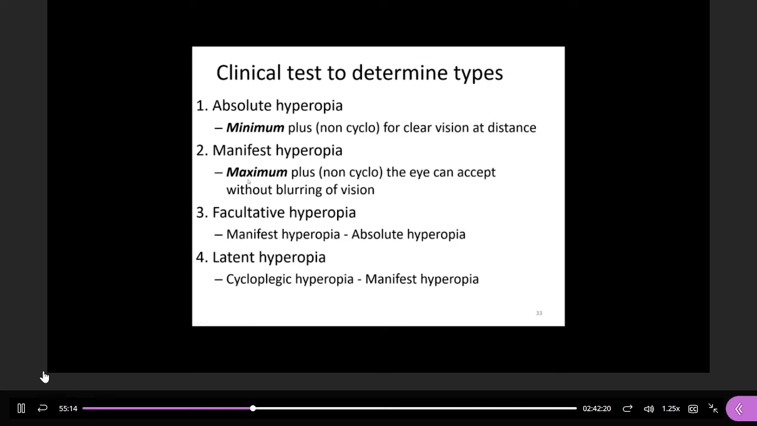Actually, you can keep adding on. For example, on top of the 0.25, you can keep putting in lenses and the patient can still see a clear image. Why? Because the patient has some ability to adjust, so they can still accept this hyperopia. The facultative hyperopia is manifest minus absolute. If you subtract, this part is what the patient hides with their own ability to adjust. The other part is latent hyperopia: you use the drug, then subtract the manifest. This is hiding, not showing up, but still comes from the patient's adjustment or accommodation.